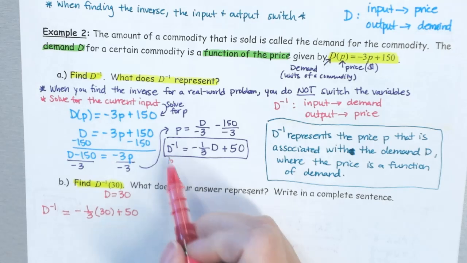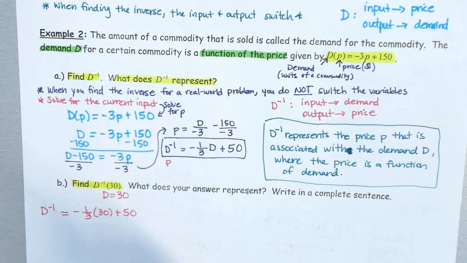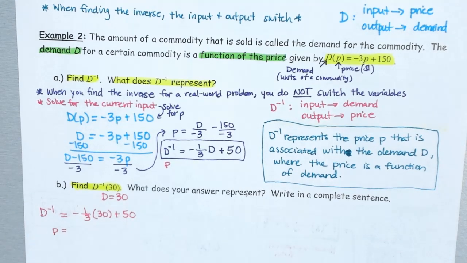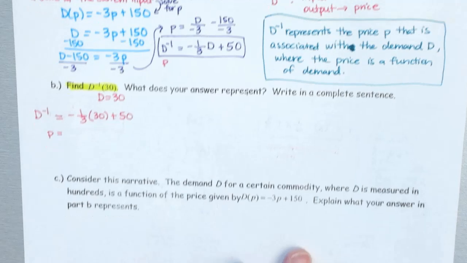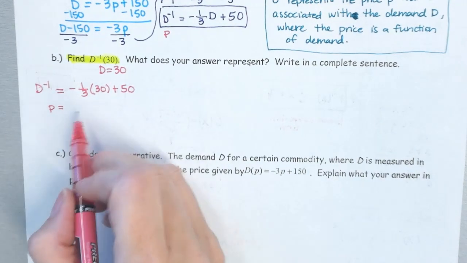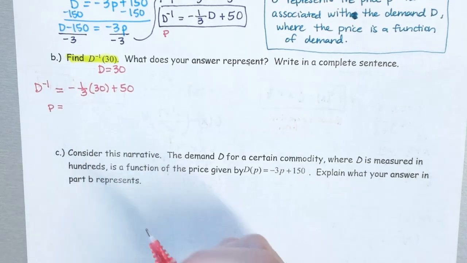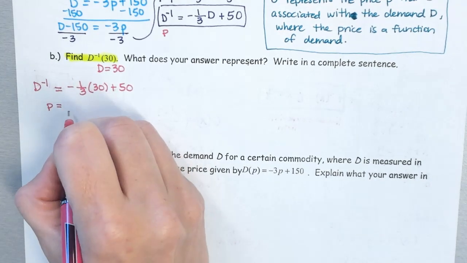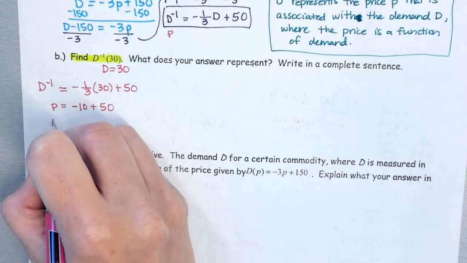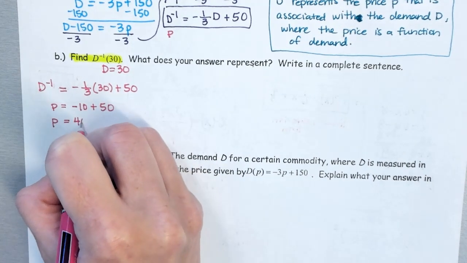Okay, also remember that this is the same thing as your value of P. So when you're talking about what your answer represents, we are going to reference that price. Okay, so what is negative 1/3 multiplied by 30? Negative 10. Negative 10 plus 50, 40.